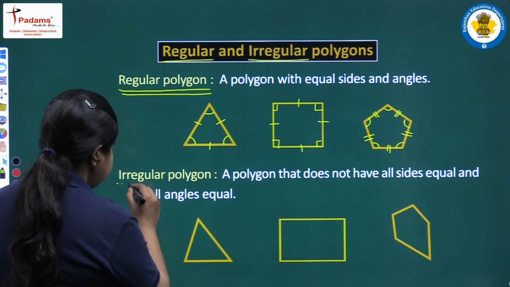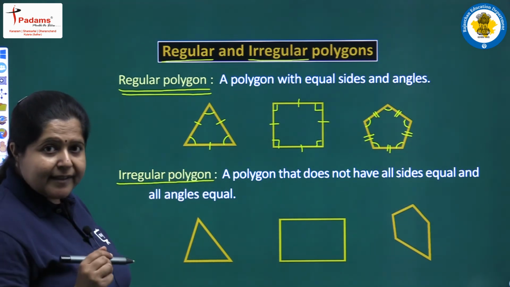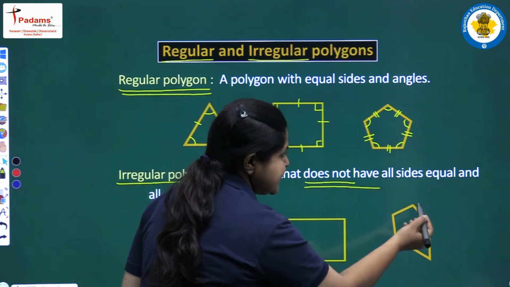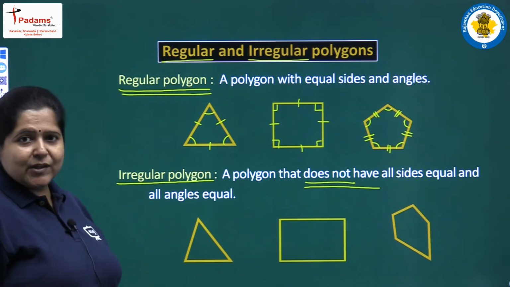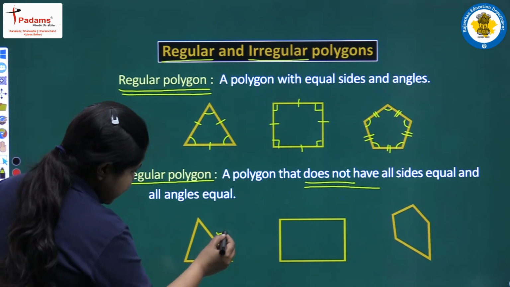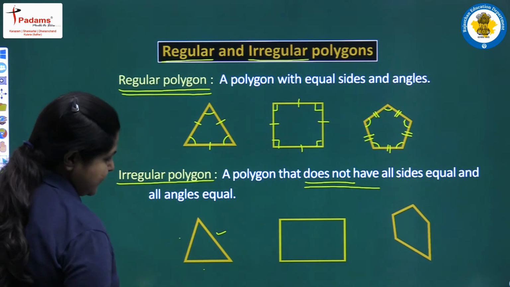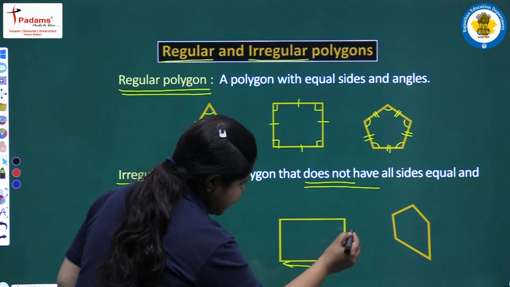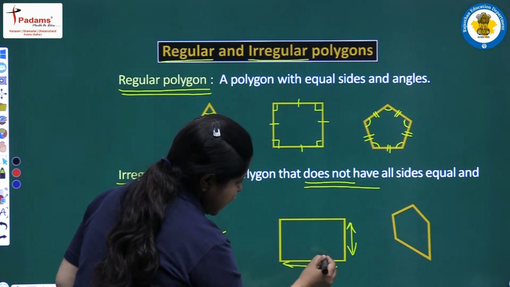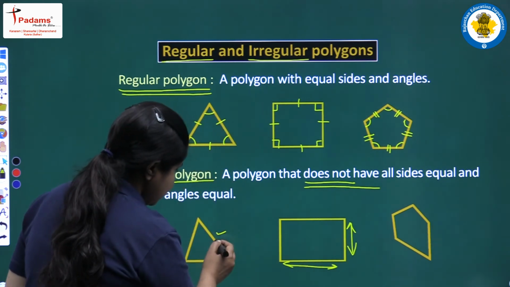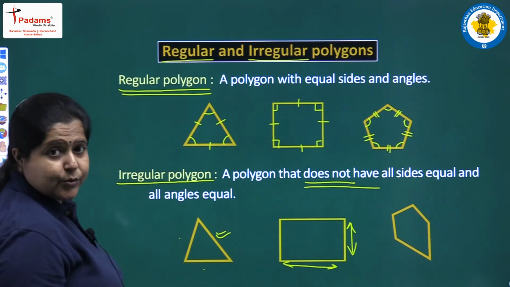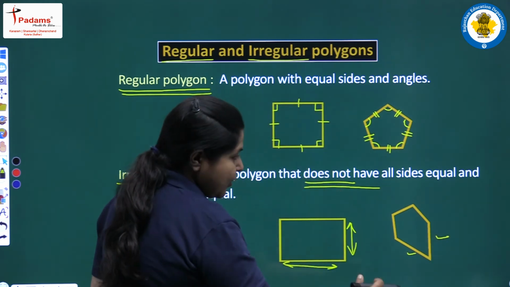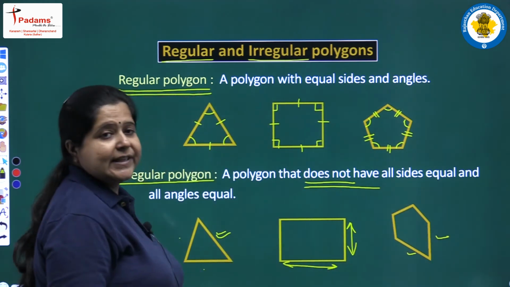Then comes the irregular polygon, a polygon that does not have all sides equal and all angles equal. You can see this side is greater than these two sides. Here also you can see this length is greater than this breadth. So, these two sides are not equal. Here also one side is not equal to these two remaining sides. Here also these two sides are longer than the other sides.